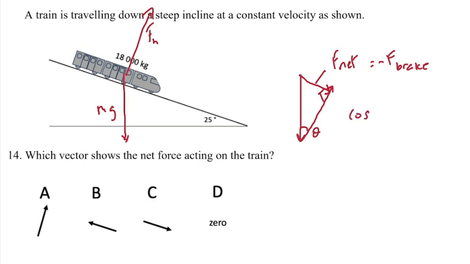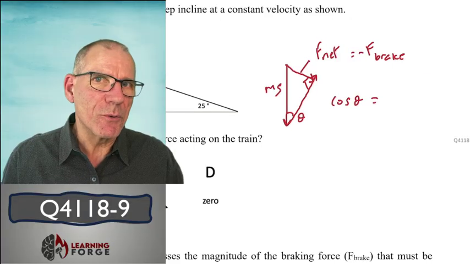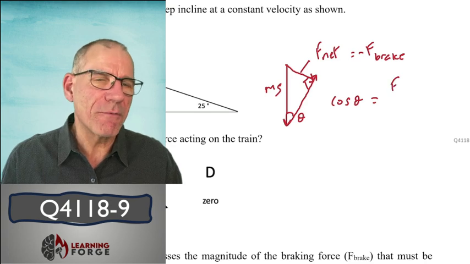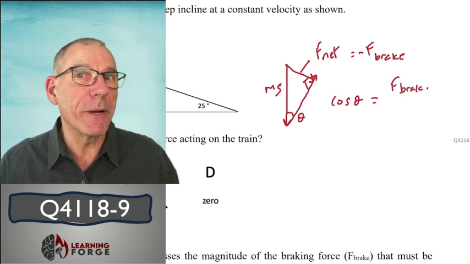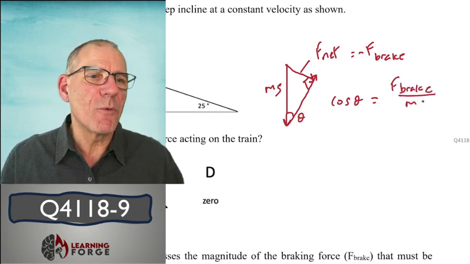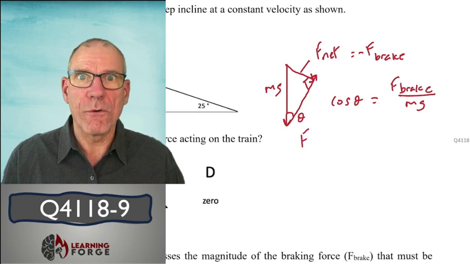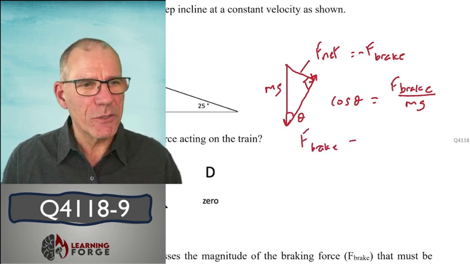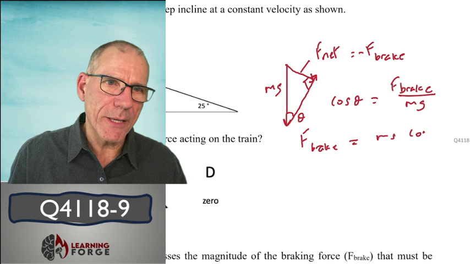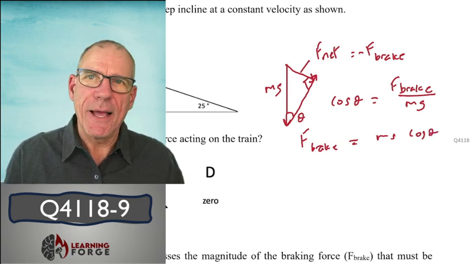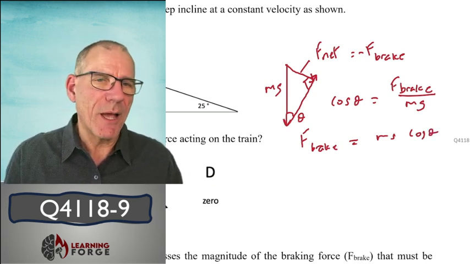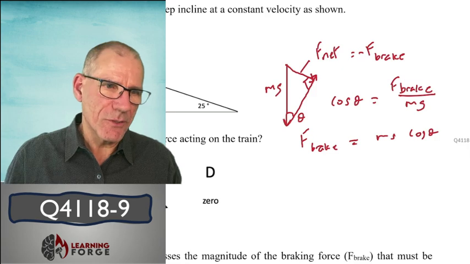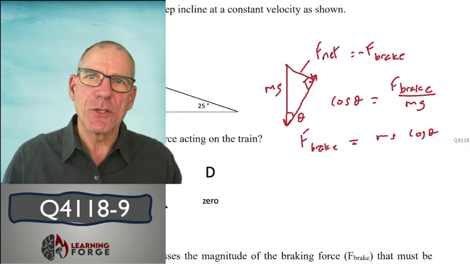So that means that the net force of the sum of those two must be equal to the brake force. Well, the brake force has to be equal but in the opposite direction to that, so that we end up with zero overall net force on the train. And of course, cos theta is going to equal the force of the brake divided by mg, and from that we can work out what the braking force is, in this case in terms of an expression.